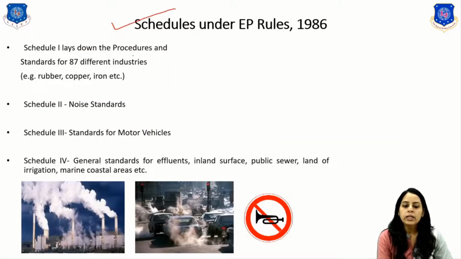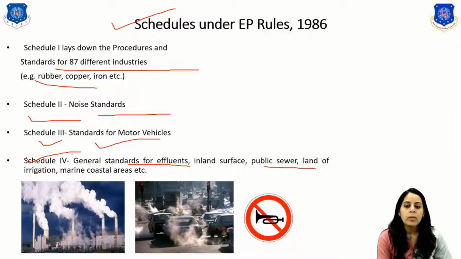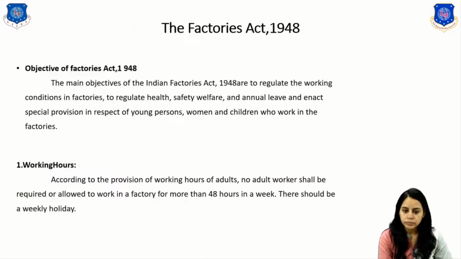Okay, the schedules under the EP rule: Schedule 1 lays down the procedure and the standard for 87 different industries like rubber, copper, iron, etc. Then Schedule 2, which is the noise standard. Then Schedule 3, which is the standard for motor vehicles, and Schedule 4, which is the general standard for effluent, inland surface, public sewer, land for irrigation, marine, coastal area, etc. Okay, so these are the schedules under the Environmental Protection Rule.